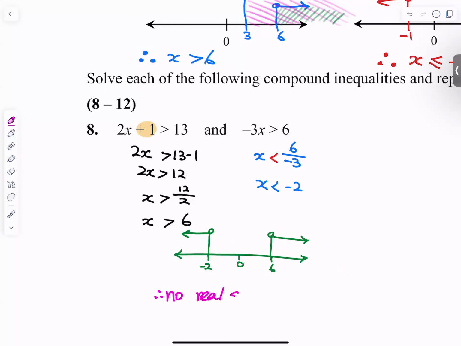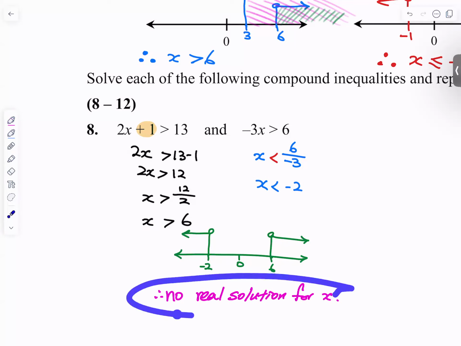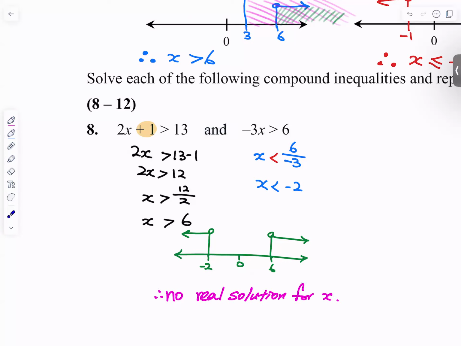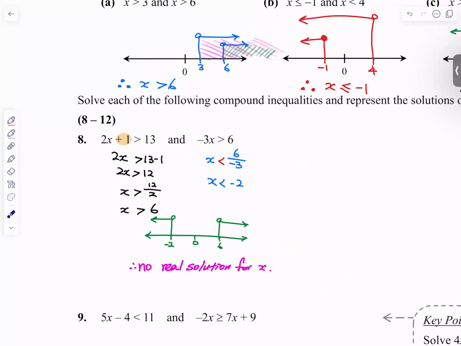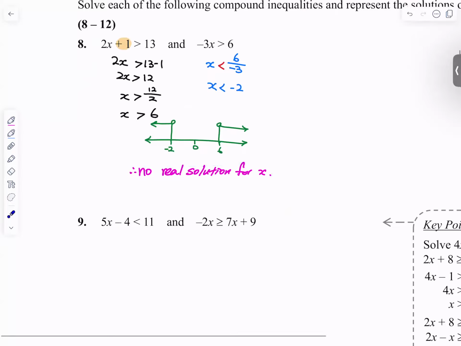real solution for x. The x is very sad here. They are never meeting. All right, so that is also important. Only for the "and" case, you can have this. Do the same for the next one.